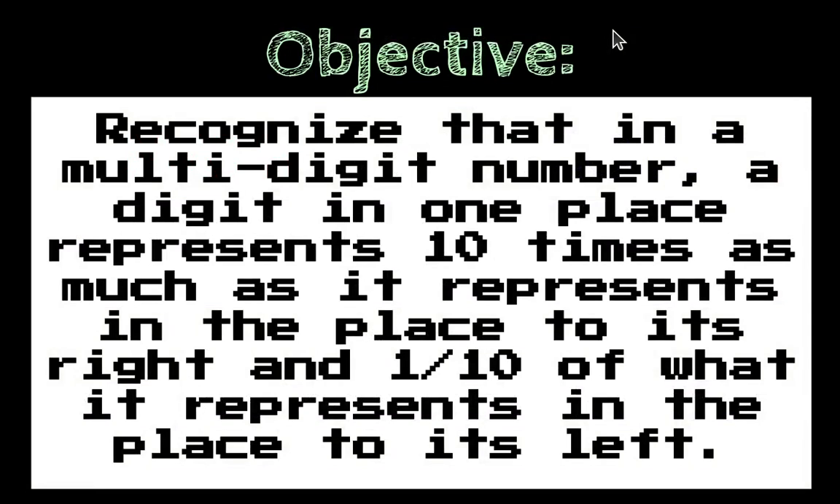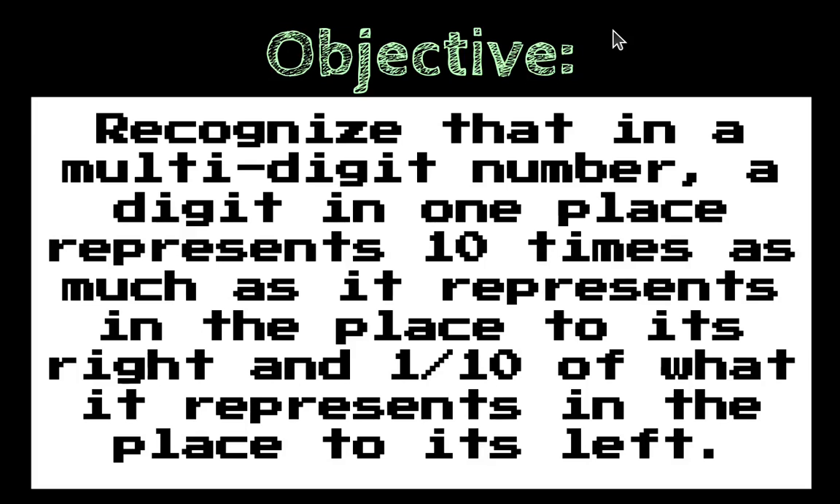Back. This is the value of a digit part 2. So our math objective for this part is the same as for the first part. We want to be able to recognize that in a multi-digit number, a digit in one place represents 10 times as much as it represents in the place to its right, and 1/10 of what it represents in the place to its left. I want to clarify here before we get back into it.